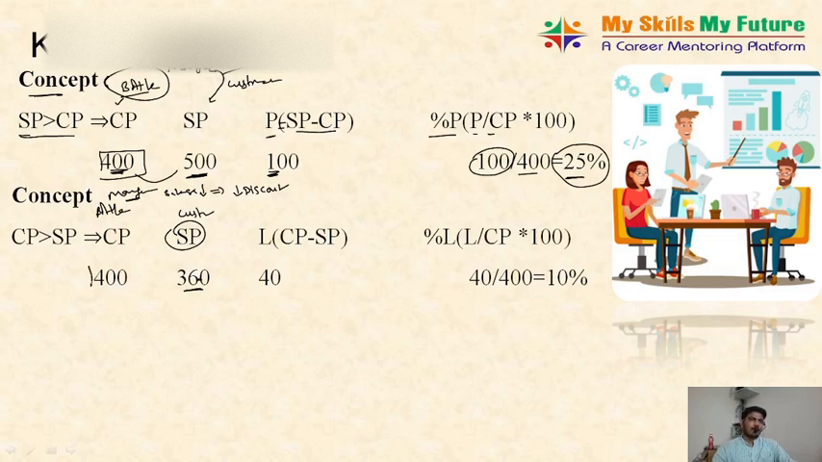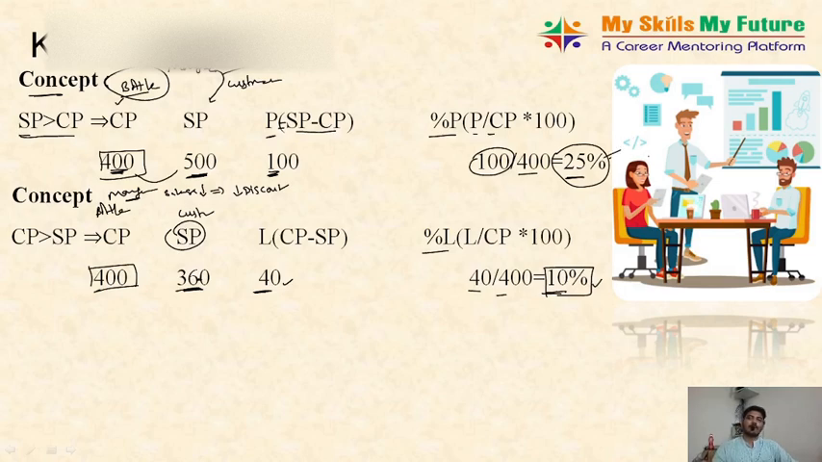Why? Because the manufacturer's cost here is 400, but he is selling it to the customers for only 360 rupees. In this scenario, the manufacturer will lose 40 rupees. Now we need to calculate the loss percentage here. So loss percentage will be equal to loss divided by the cost price, 40 divided by 400, that will give us a 10 percent loss here. So in this scenario, the manufacturer will lose 10 percent, and in the first scenario the manufacturer gains a 25 percent profit here.